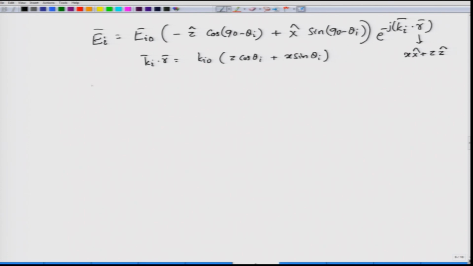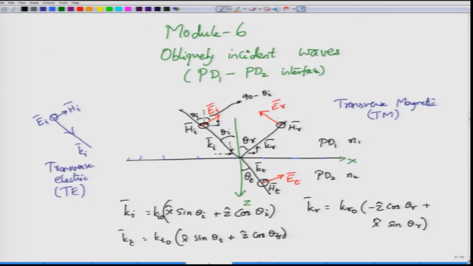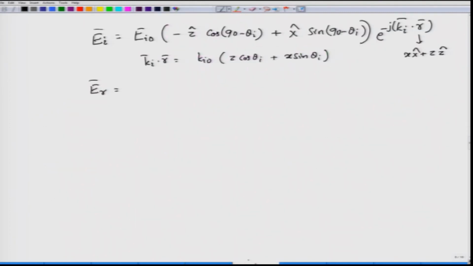Okay. Similarly, you can write down what ER would be, and you can go back to this expression and follow a similar procedure. You will notice that there will be one component along the minus z direction, and the component along x is also minus now, because you have to decompose this one in such a way that this would be this way and this would be this way. So, clearly the x component will be along the minus direction, the z component is also along the minus direction, and you can write down ER as ER0 times minus z hat cos of 90 minus theta r, minus x hat sin of 90 minus theta r.